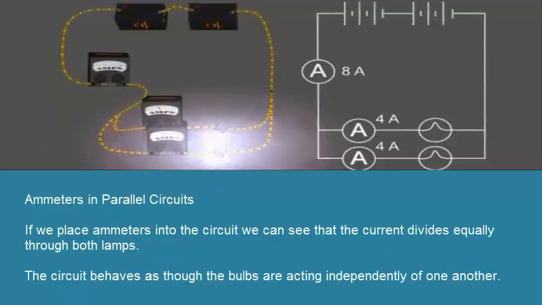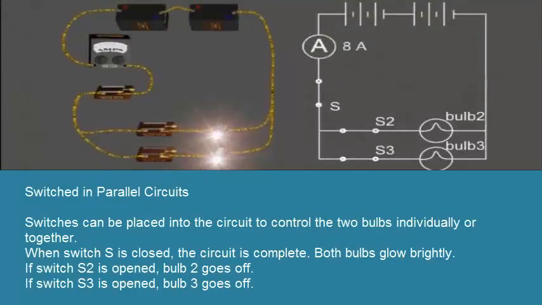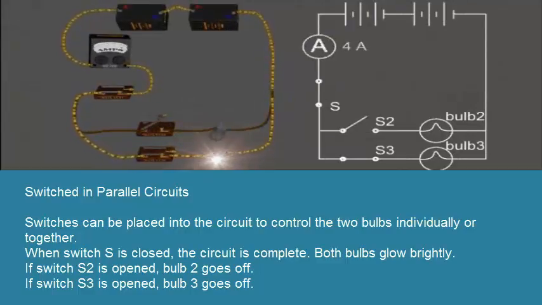If we place ammeters into the circuit, we can see that the current divides equally through both lamps. The circuit behaves as though the bulbs are acting independently of one another. Switches can be placed into the circuit to control the two bulbs individually or together.